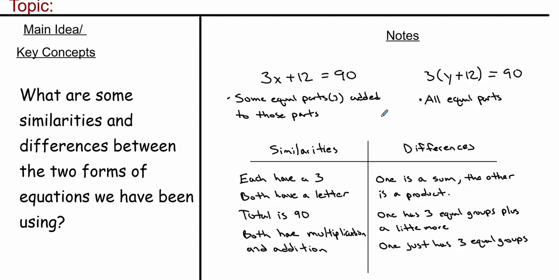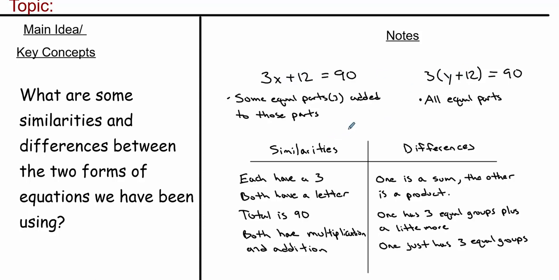So what are some similarities and differences? Well, they all have a 3, a 12, and a 90, right? They both have variables. And this one's multiplying here, and this one is multiplying here. They both have some addition. This is adding, and this has adding.